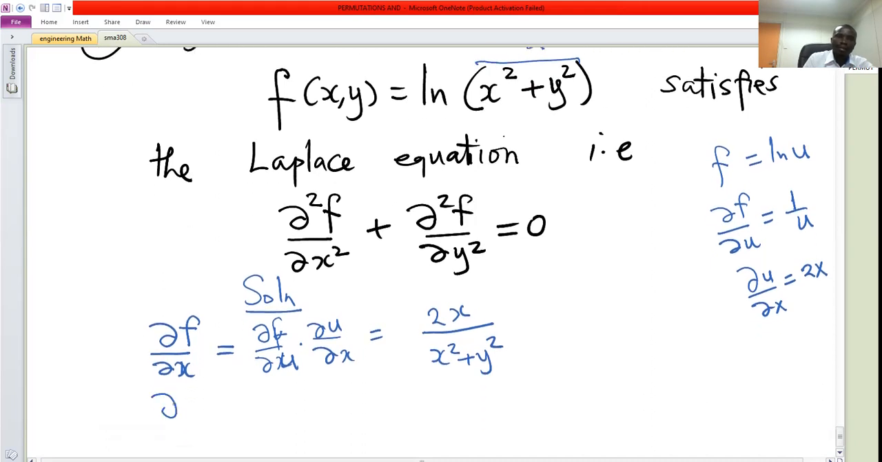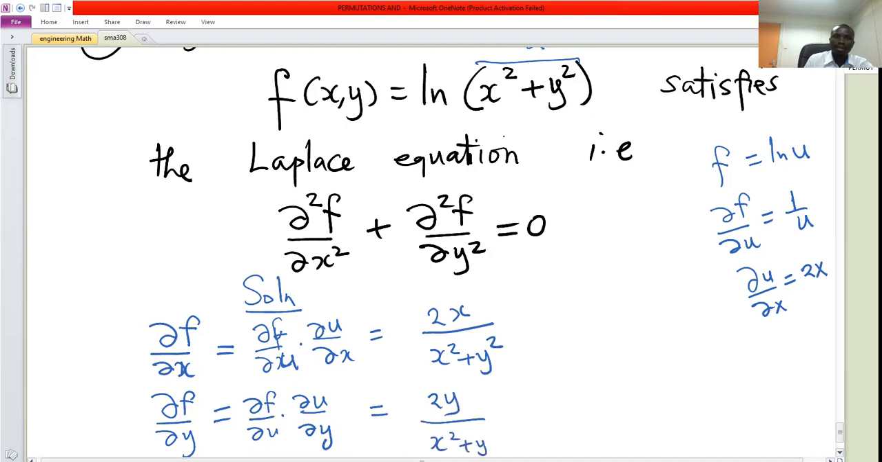And then partial f partial y similarly will be given by partial f partial u times partial u partial y. Partial f partial u is 1 over u, and then partial u partial y: if I differentiate this function with respect to y, x squared is a constant, so 0, and then 2y. So we have 2y over x squared plus y squared.